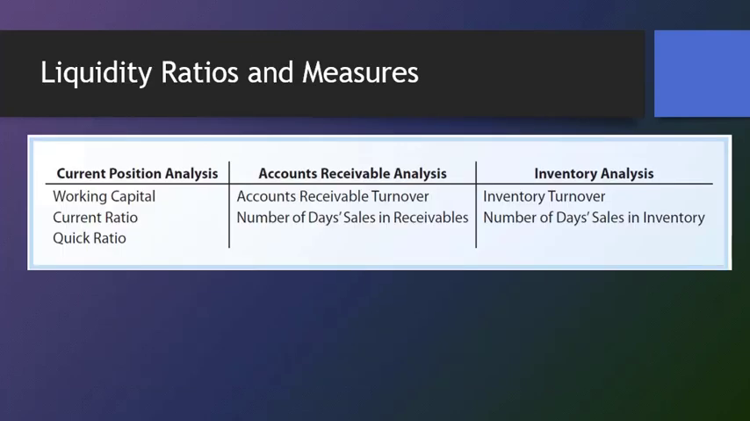So now, let's talk about some different ratios. Again, financial ratios focus on the relationships between different accounts on the financial statements. So let's start by talking about some liquidity ratios. Some of the most common liquidity ratios that you're going to see are going to be working capital, current ratio, and quick ratio. Now, they've included accounts receivable and inventory in here as well.